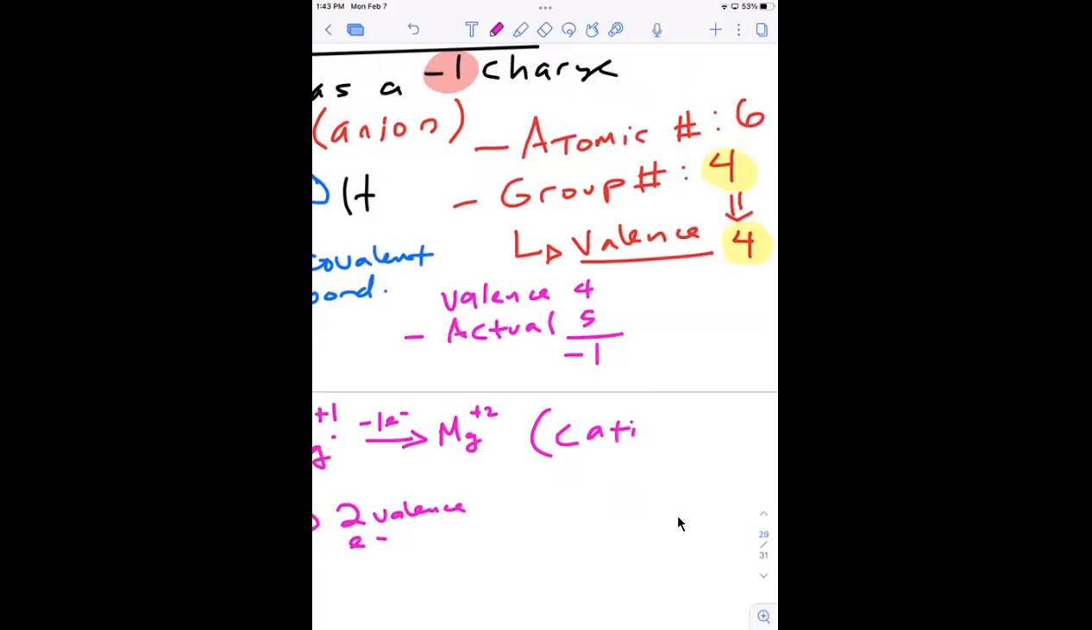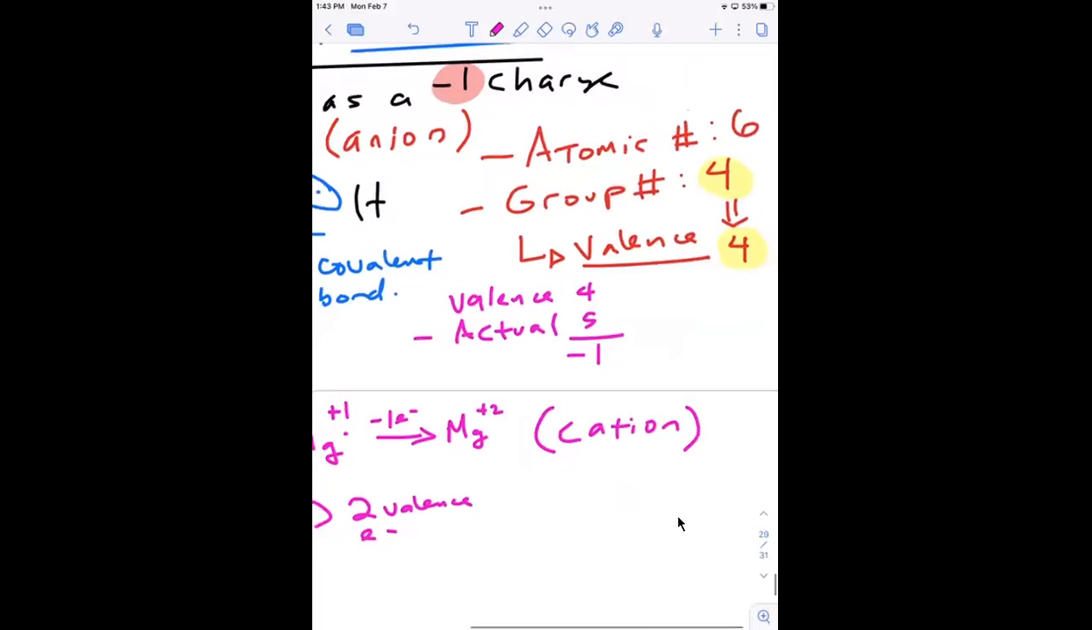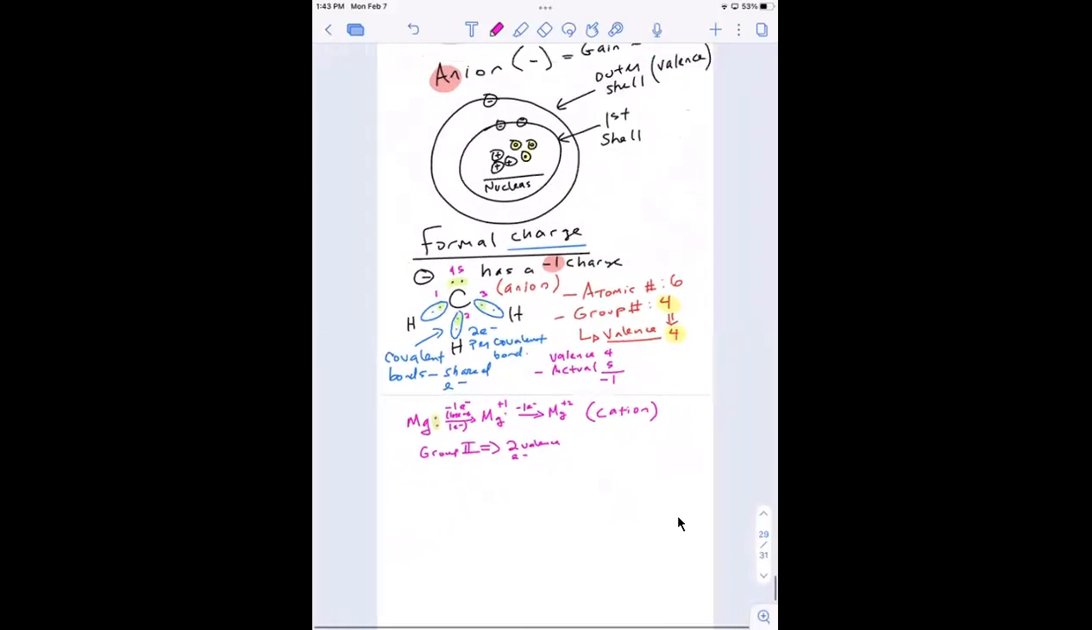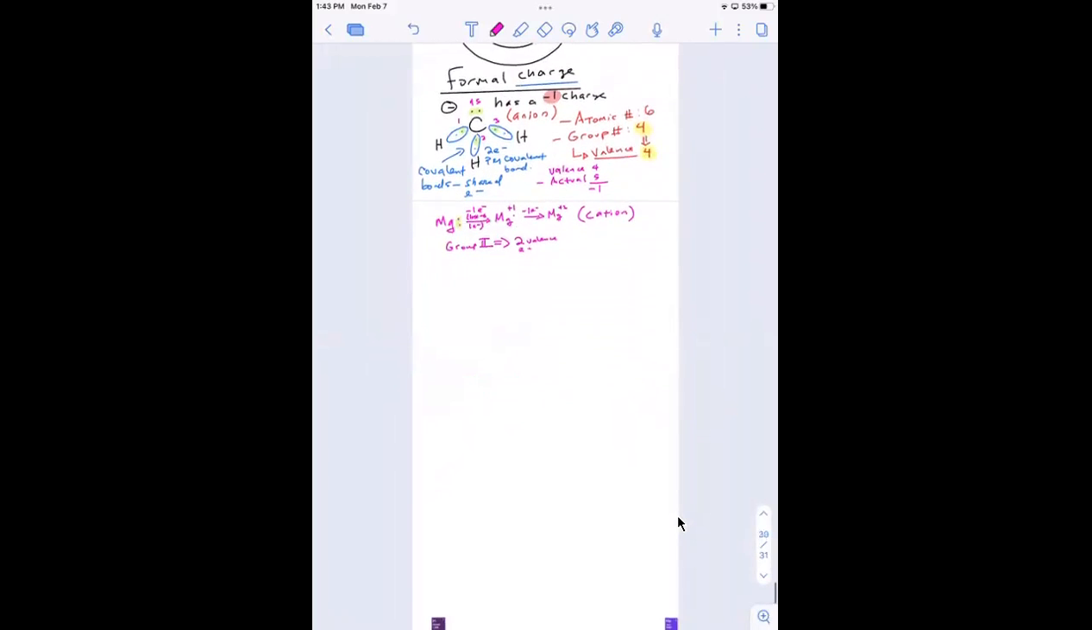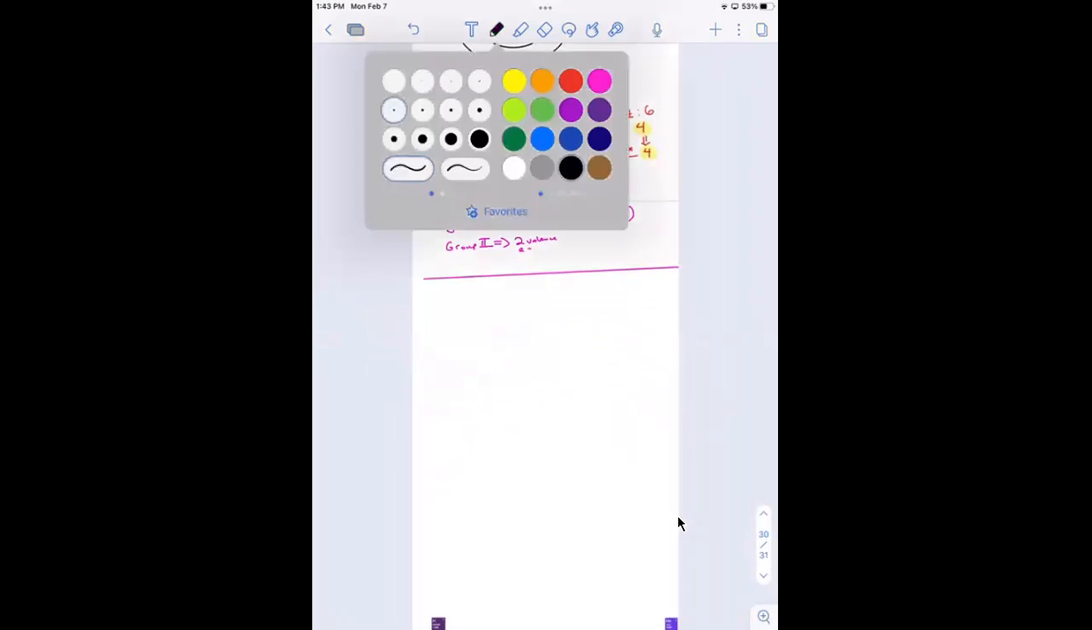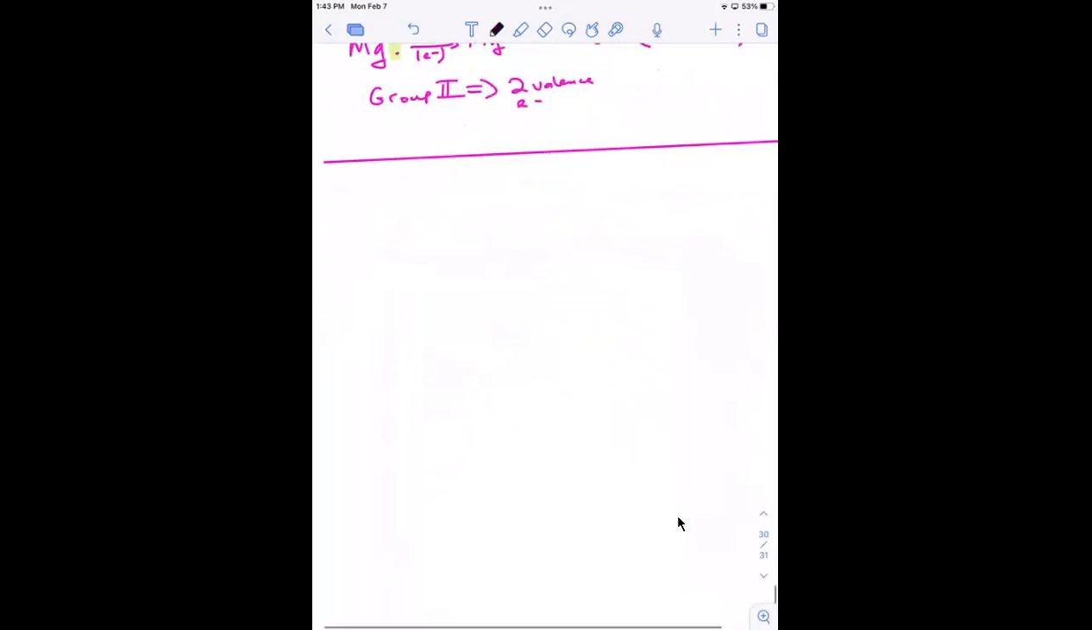This is again an example of a cation. So you can make a positive ion, which is a cation, or a negative ion, which is an anion. Now let's use all these numbers: atomic mass, atomic number, neutrons, electrons, protons. Let's take that and do an example where we have a cation.